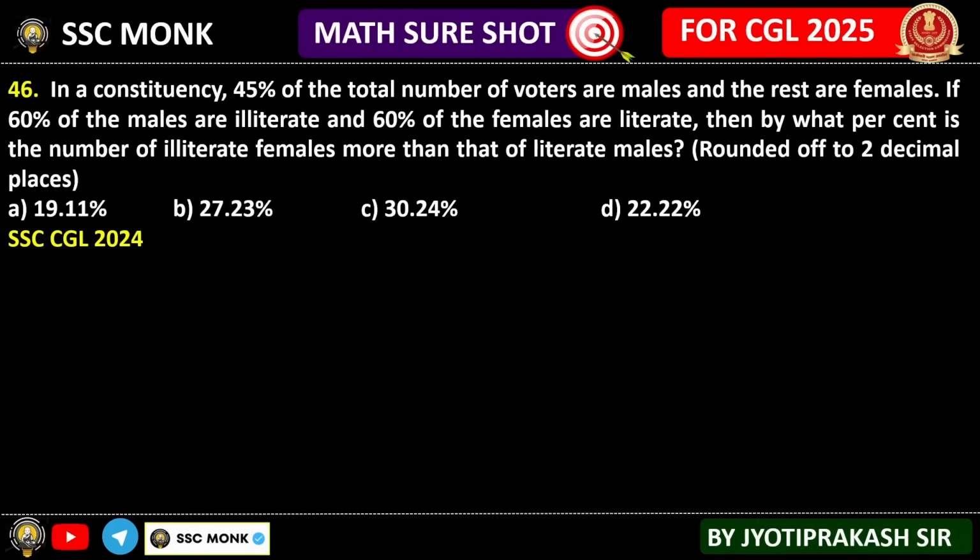Next. In a constituency, 45% of the total number of voters are males and the rest are females. If 60% of the males are literate and 60% of females are literate, then what percentage is the number of illiterate females more than literate males? See what happened. So 1000 voters are there, out of which 450 male, 550 female. So out of 450, 60% literate.